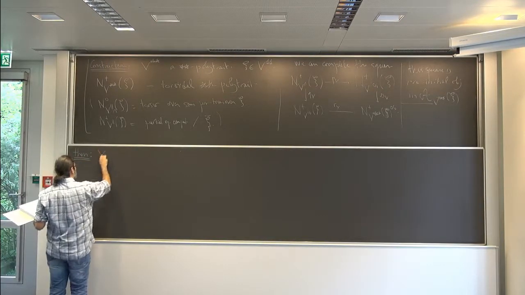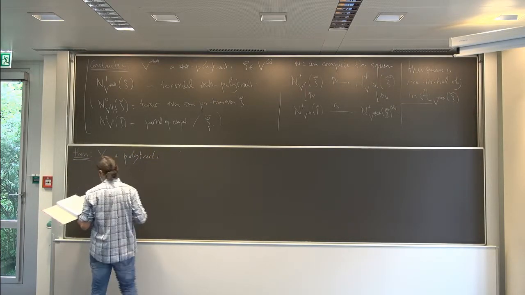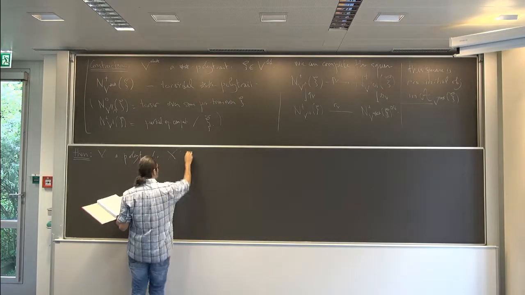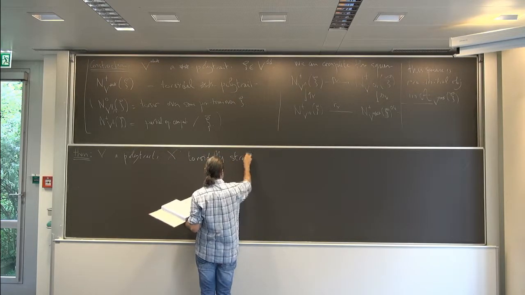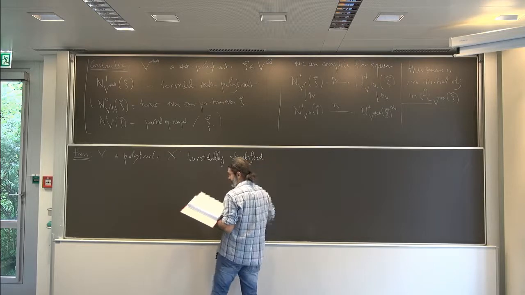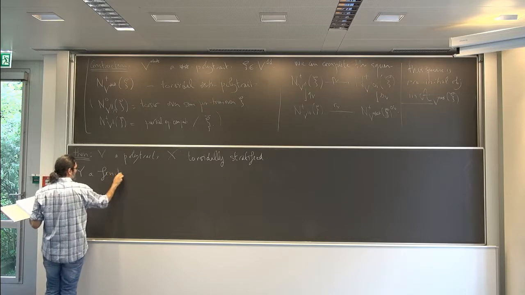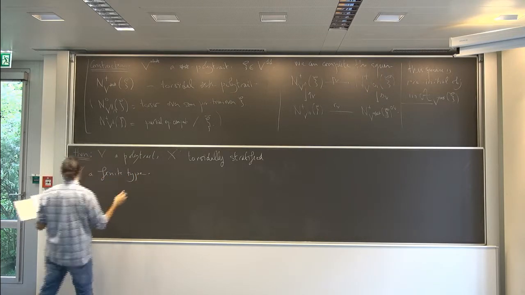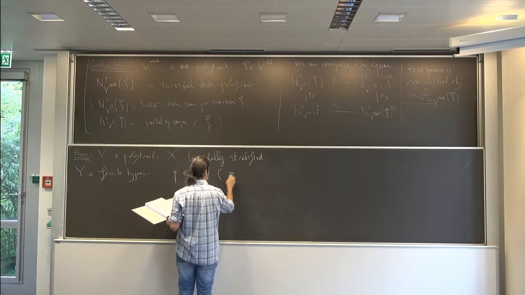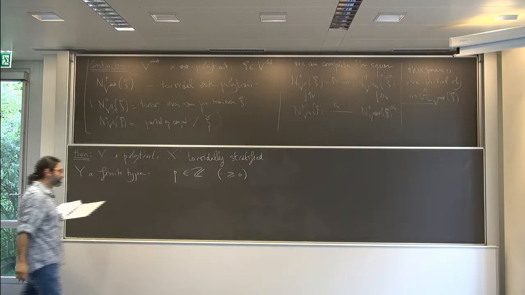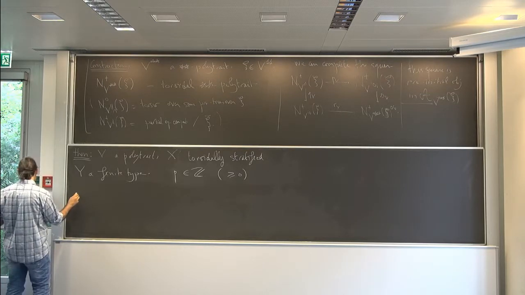So let V be a polytray, X a toroidally stratified scheme, and Y a finite type scheme also. P an integer, so actually the statement is only non-empty when P is bigger than zero.